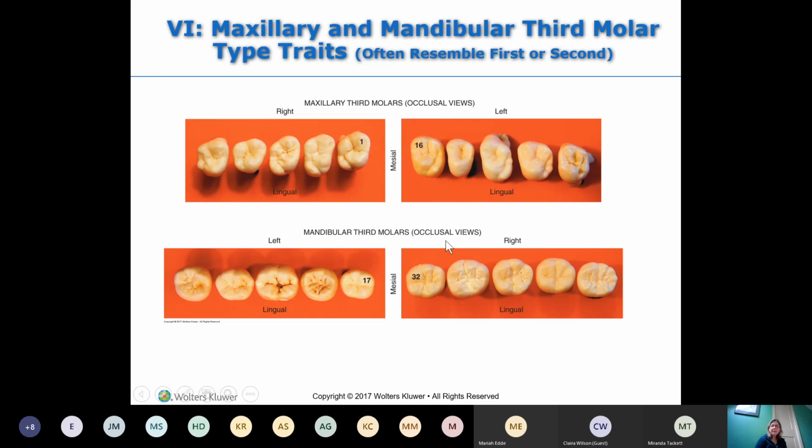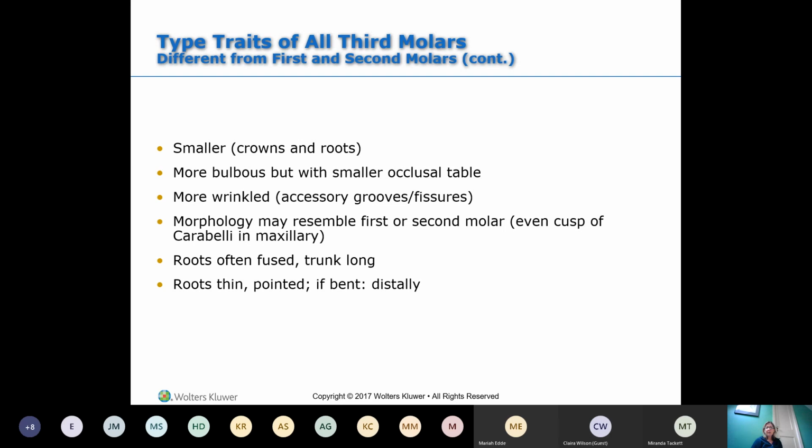Third molars do not have an occlusal table that looks anything like a regular tooth. So you'll know a third molar when you see it. And I've got some pictures of some third molars too that I'll show you in lab next week. But the third molars have just a lot of grooves. They call them accessory grooves because they don't really have a distinct pattern. They're not the same on everyone. They have their own characteristics.